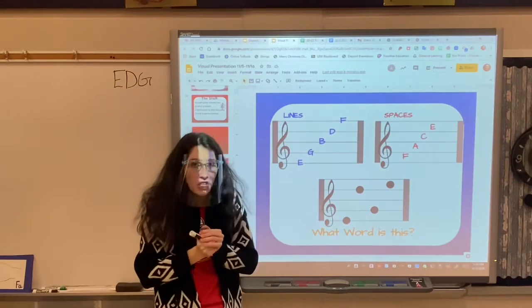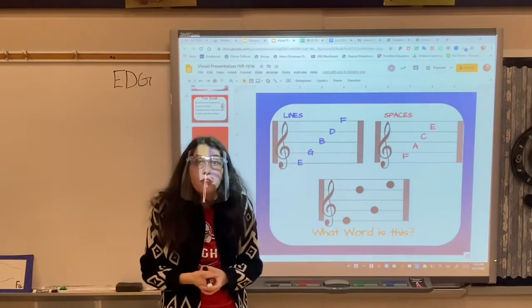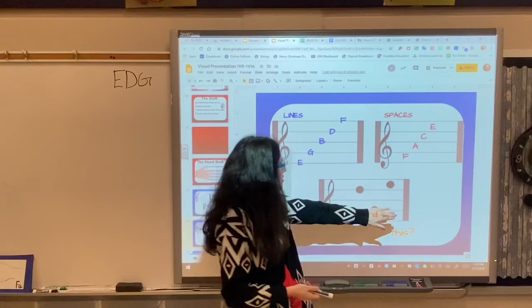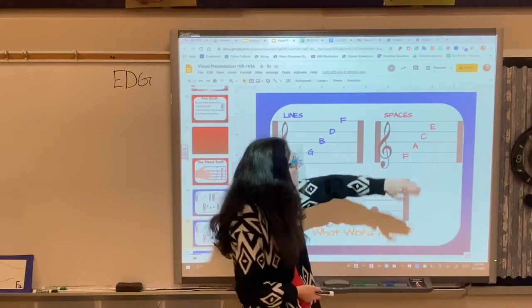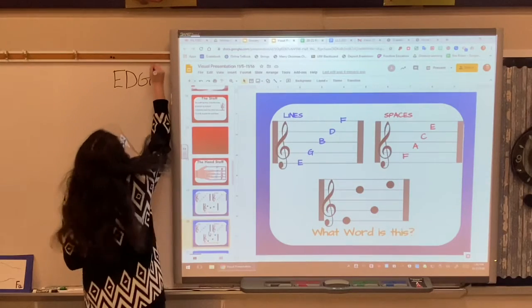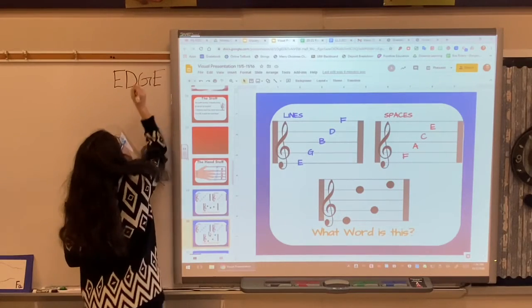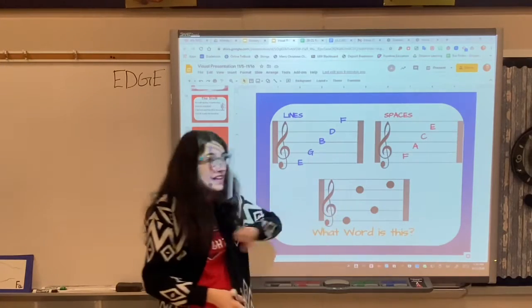And my final note is going to be this one right here. He's going to be on the 4th space. So I count up 4. 1, 2, 3, and 4. Come over to my spaces. I see that it's an E. There we go. So this word right here is the word edge.